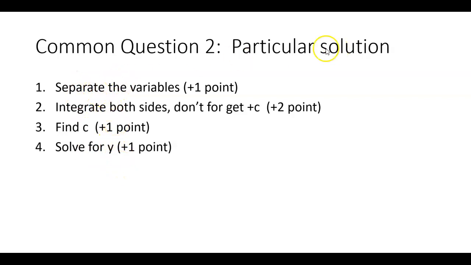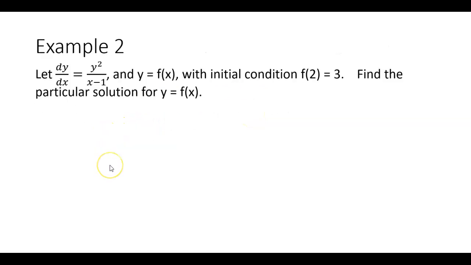But here are the steps on how to find a particular solution. Separate the variables, integrate both sides, and don't forget your plus c. Find the c value, and then solve for y. So here's an example. Let's go through this one really quick. Let's read the question first. Let dy over dx equals y squared over x minus 1, where y equals f of x is the original solution with an initial condition f of 2 equals 3.